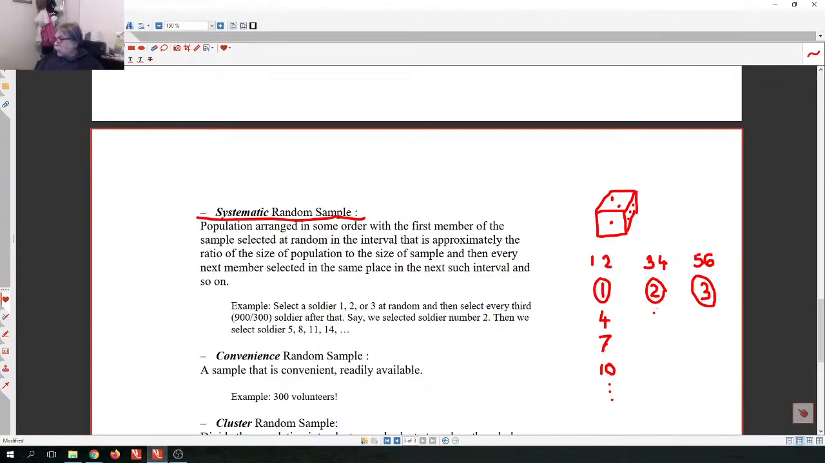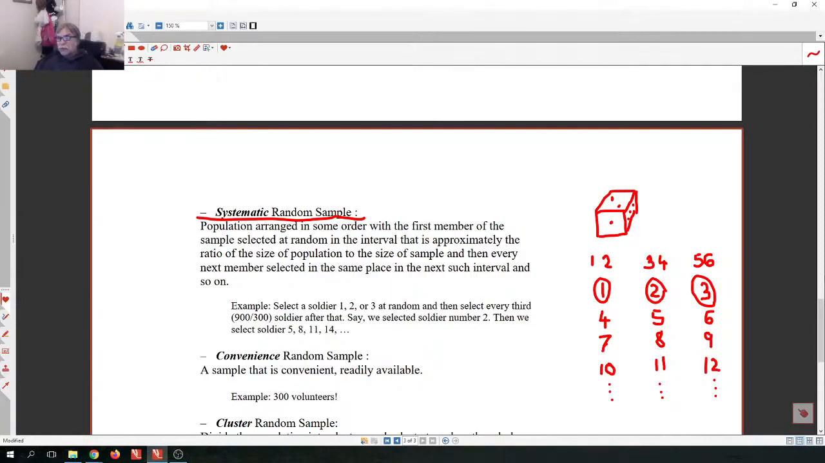If number 2 is selected, I would take number 5, number 8, number 11, and on you go. If number 3 is selected, then I would take the 6th and 9th and number 12, and on you go. Okay? So you can say, well, this looks quite unbiased. Yes, in terms of a single soldier.